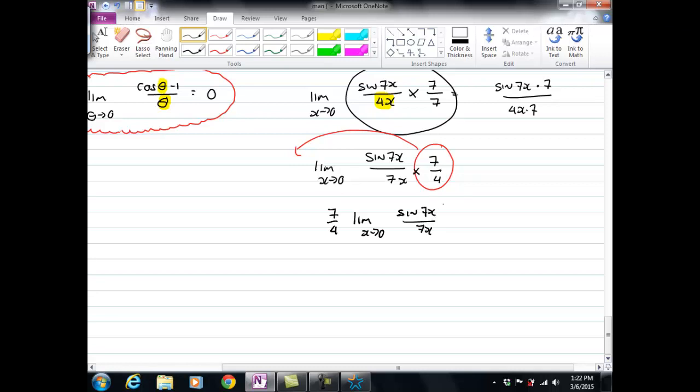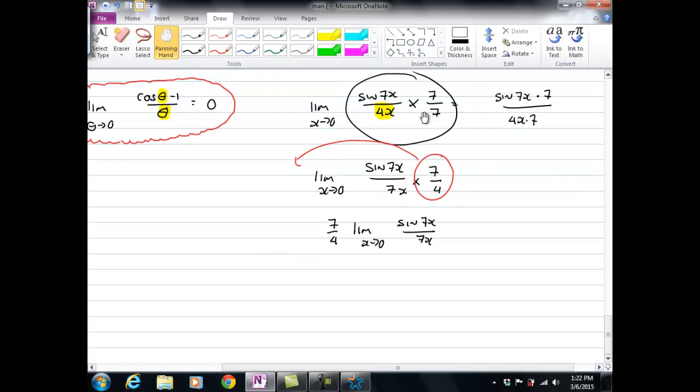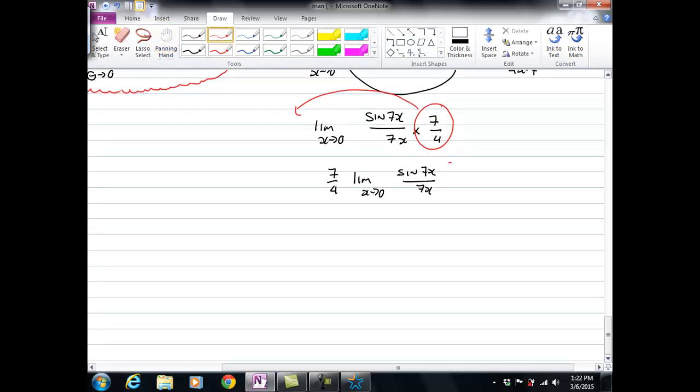Ta-da! I made my life a lot easier by multiplying by one simple number, and that number really is 1. You're allowed to multiply by 1 because multiplying by 1 doesn't change anything. This cancels out. Well, really, this becomes a 1, because the limit of that is 1. So your answer really is 7 over 4. And that is how we deal with this. Try this on your own. I'm going to take this question straight from your book.